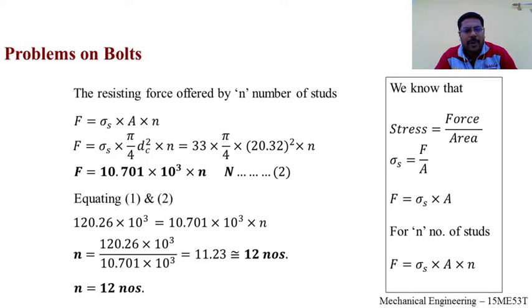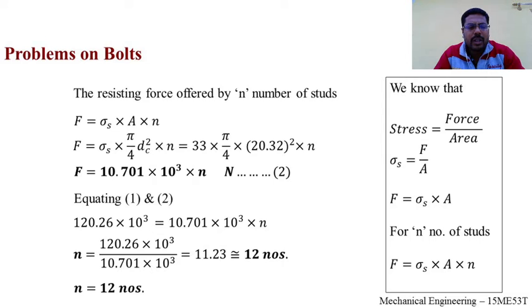The resulting force offered by n number of studs: we know that stress is equal to force by area, so sigma s is equal to force by area, and F is equal to sigma s into A. For n studs, F is equal to sigma s into A into n. Therefore F is equal to sigma s into pi by 4 Dc square into n, where n is the number of studs. We have to find only the n value.